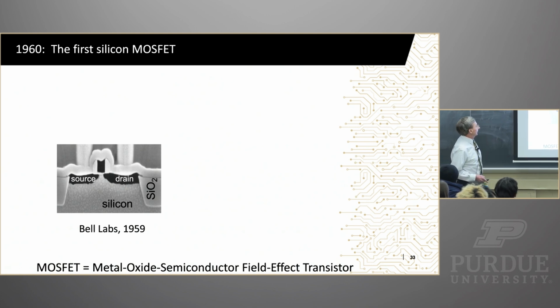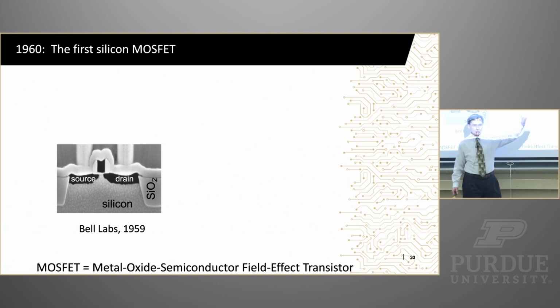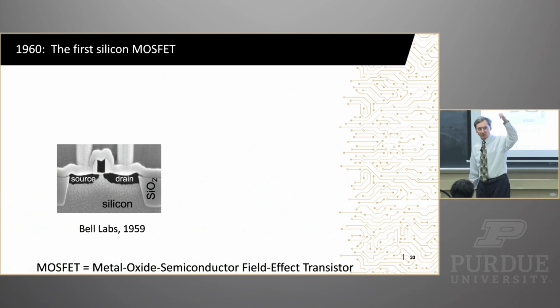So this is the first silicon MOSFET, and MOSFET is a transistor, so forget about all these words up front, it's a transistor, so it's a switch. It's the basic switch element that allows you to do logic, 1, 0, 1, 0, and stuff like that. Metal oxide semiconductor, remember we talked about those 3 materials.